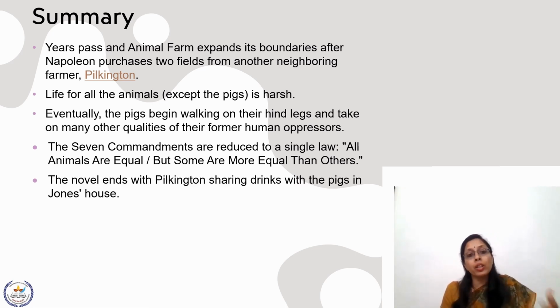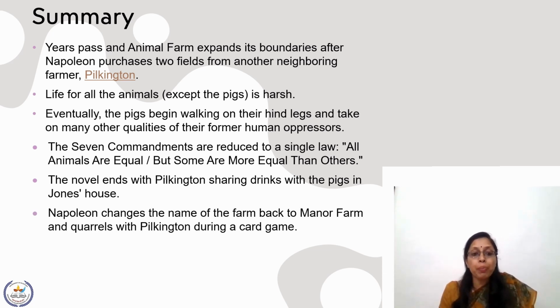And the novel ends with Pilkington sharing drinks with the pigs in Jones's house. So in Mr. Jones's house, pigs live there, and they invite Mr. Pilkington for a party, and they're having a good time there. Napoleon changes the name of the farm back to Manor Farm. So they are back to square one. All that rebellion, all that trouble that they went through, it is all in vain.